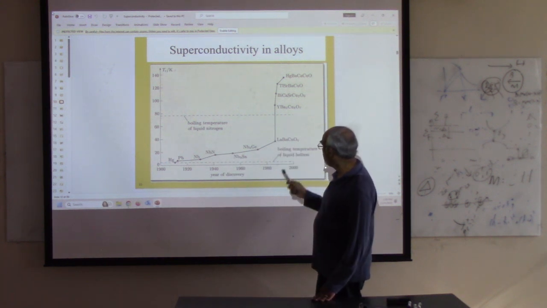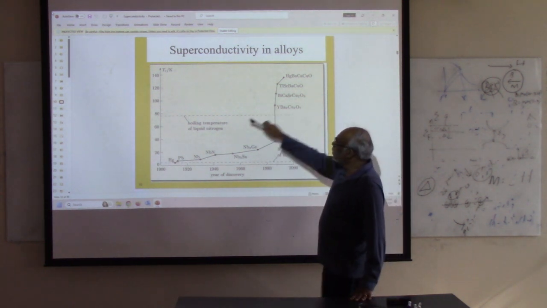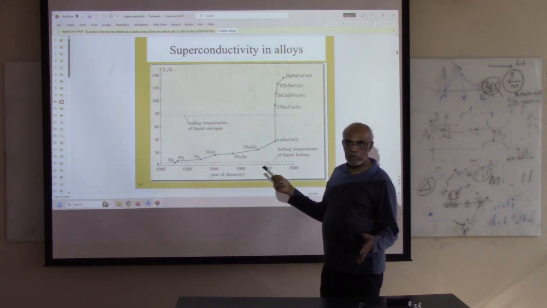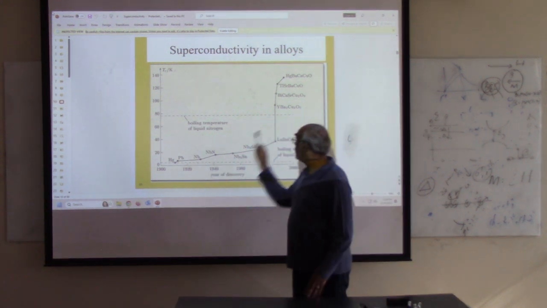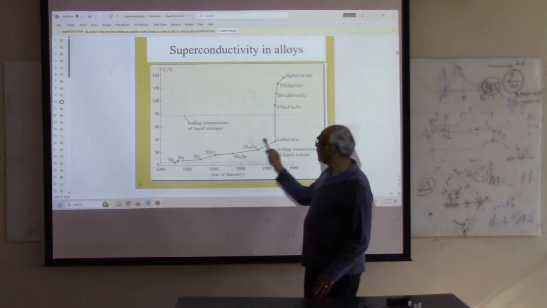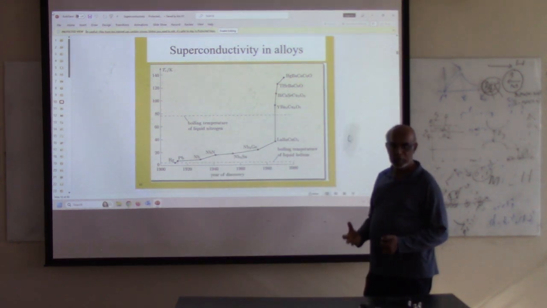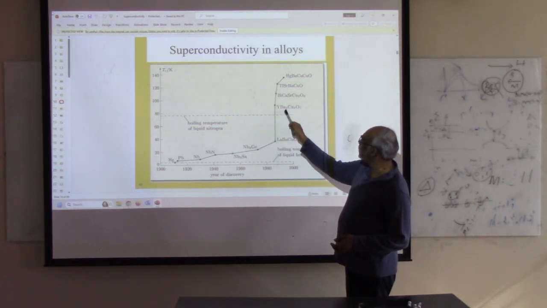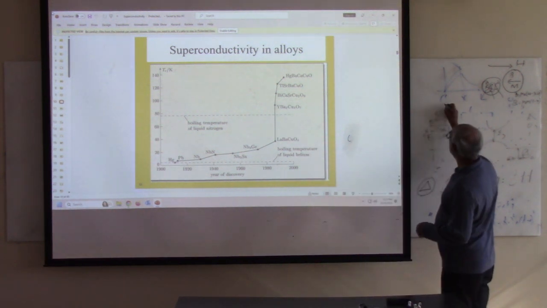Then the most interesting thing happened in 1986 or so. They found superconductivity above liquid nitrogen temperature. Liquid nitrogen temperature is what? 77 Kelvin, right? Until this was discovered, you needed liquid helium to observe superconductivity, right? That's pretty expensive. But once they found this material, yttrium barium copper oxide, we call YBCO, that's a standard.